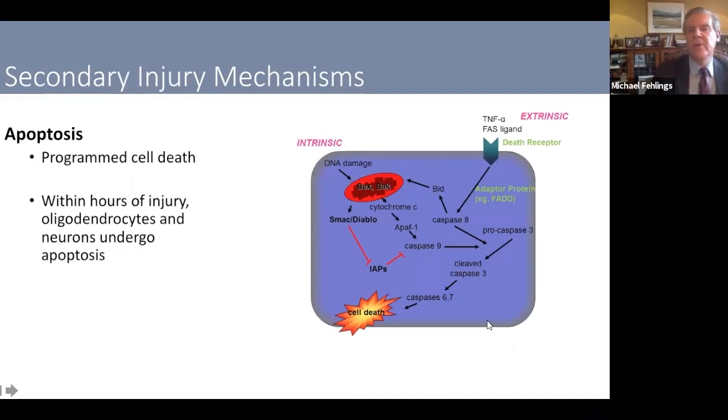This is a cartoon of a cell, and we see that there are receptors on the cell surface, which are called death receptors. These are activated by various ligands, including the Fas ligand. Then there are various adapter proteins that translate this information and activate proteolytic cascades called caspases. This ultimately cleaves the DNA and results in cell death.